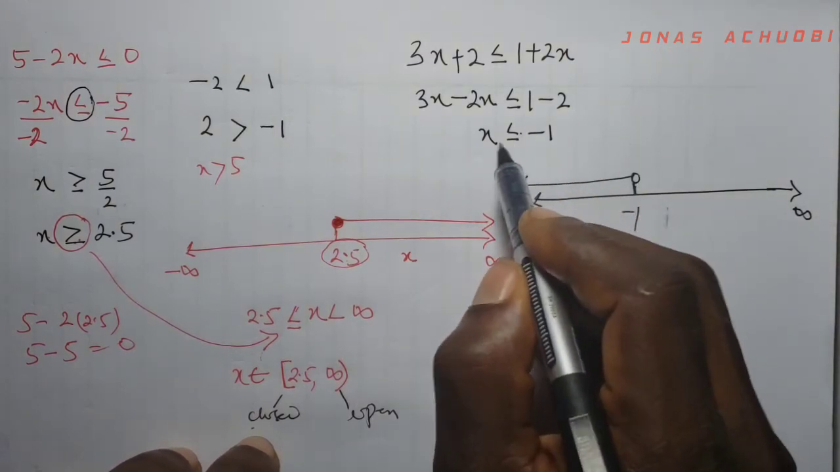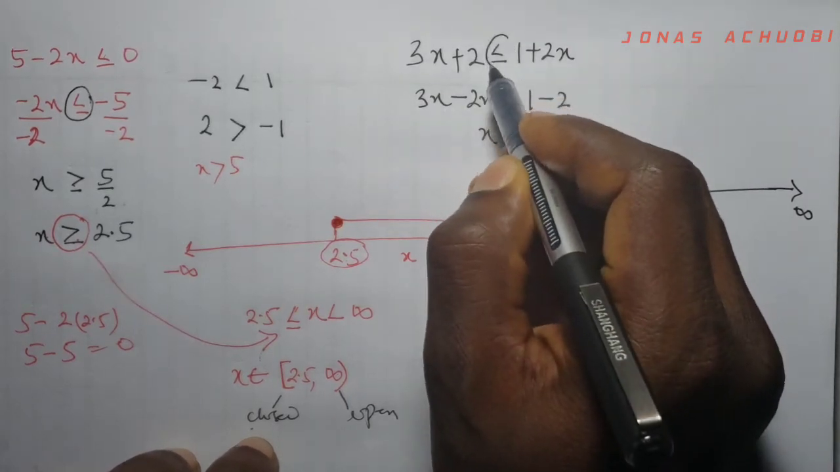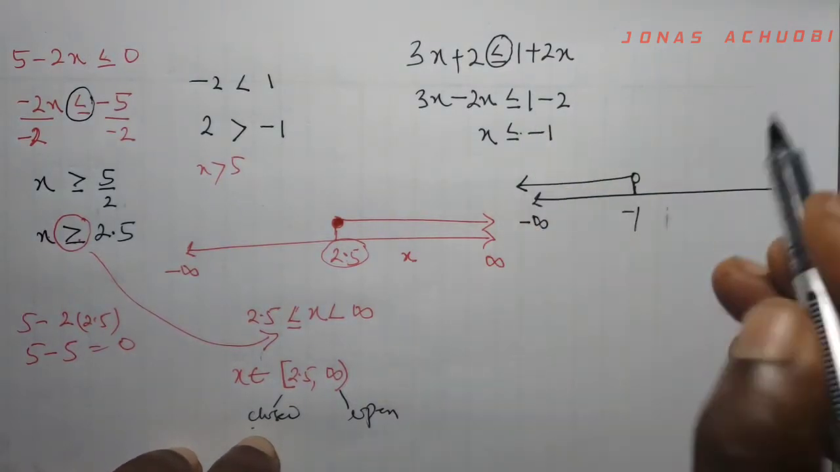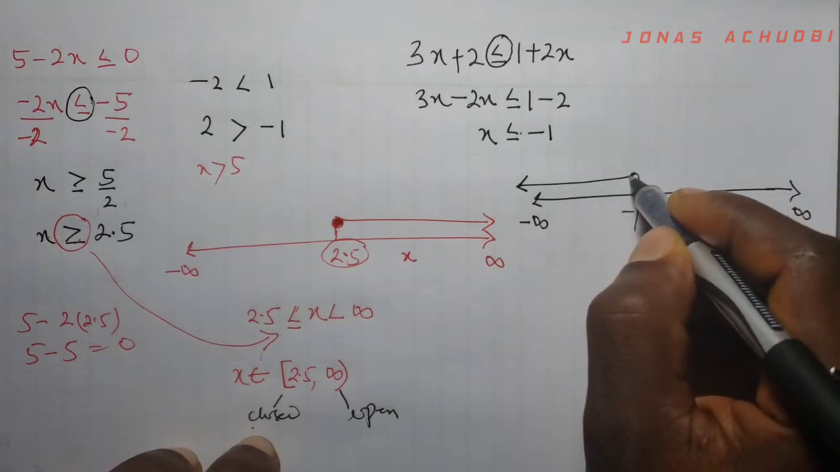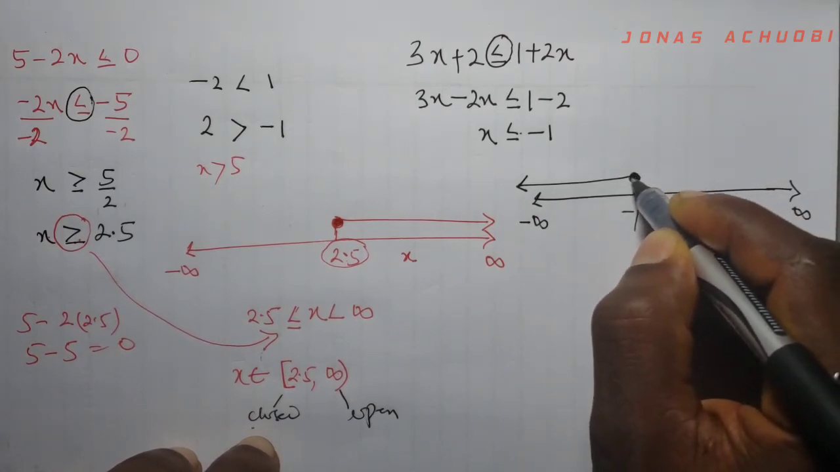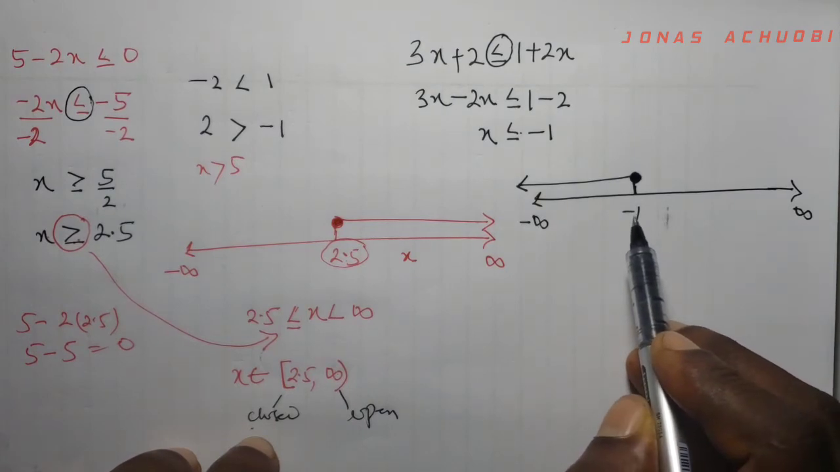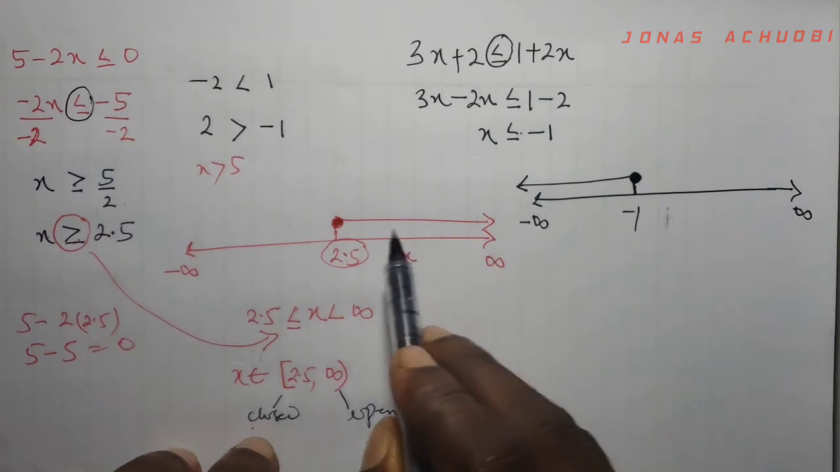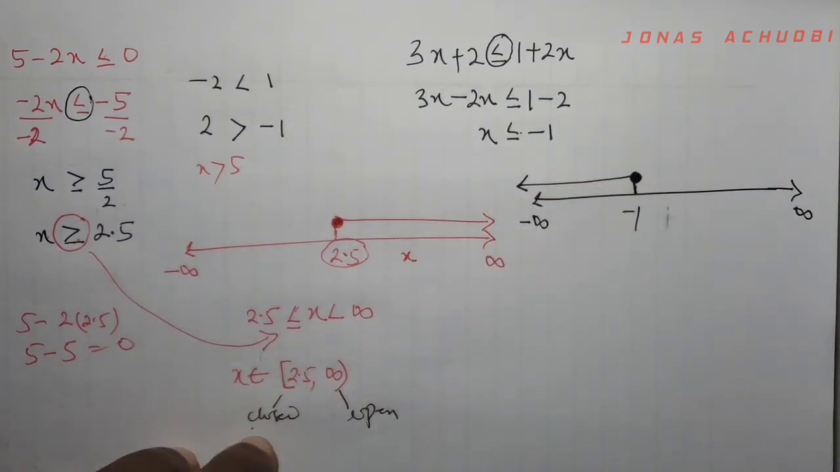We go back to our solution. We have x less than or equal to what? Negative 1. Or we just go back to the problem itself. We have less than or equal to negative 1. So this means that minus 1 is also in the solution region. For that reason, we have to shade at minus 1 to indicate that the solutions begin from minus 1. So minus 1 is the first solution to the inequality, and every other number to the left of minus 1 is also a solution to the inequality.